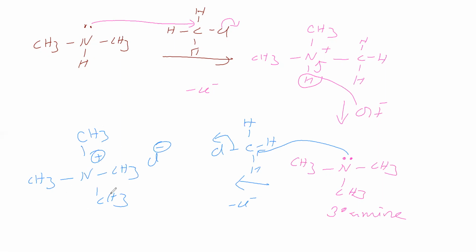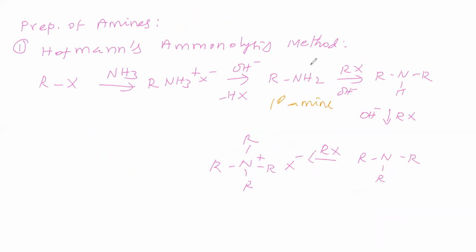Nitrogen will have 4 alkyl groups, then we will say quaternary ammonium salt, and nitrogen will have positive charge, we can say salt. Now this is called Hoffman's ammonolysis method. In this method, first we are taking alkyl halide, it is treated with ammonia, then treated with base, we are getting primary amine. Then it is treated with alkyl halide and base, we are getting secondary amine. This on treating with alkyl halide and base, we are getting tertiary amine. This on treating with alkyl halide, we are getting a quaternary ammonium salt.